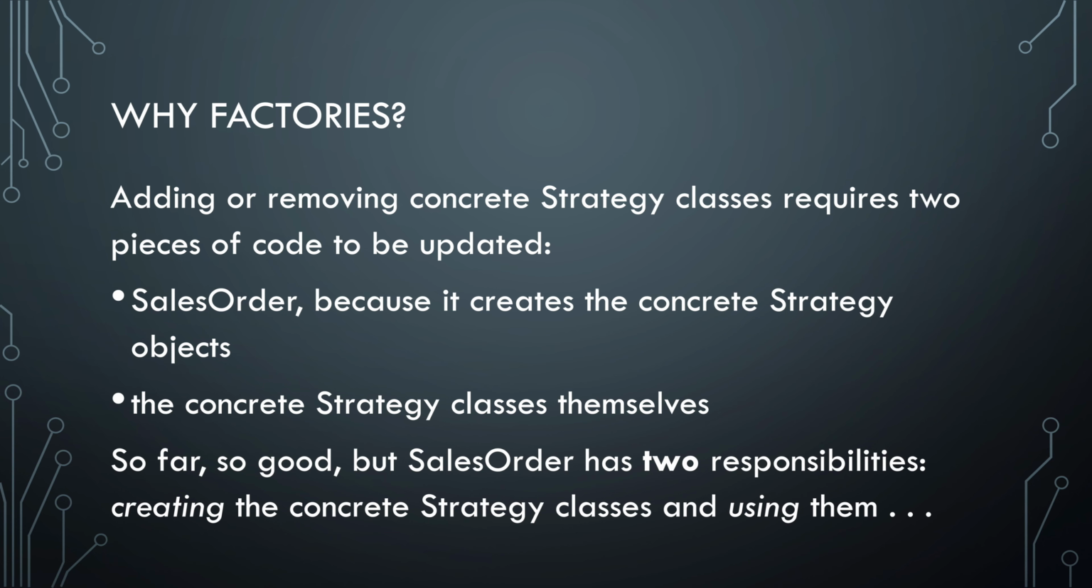If you add or remove concrete strategies, two pieces of code need to be updated. You need to update sales order so that it can create the strategy objects, and you need to write the actual concrete strategy classes themselves. If you add a new currency, for example, orders in the Netherlands now support payment by Bitcoin, you need to add a Bitcoin strategy class, and you need to change the code in sales order so that it creates the strategy for orders in the Netherlands. This means sales order now has two responsibilities: creating these concrete strategy classes and using them.